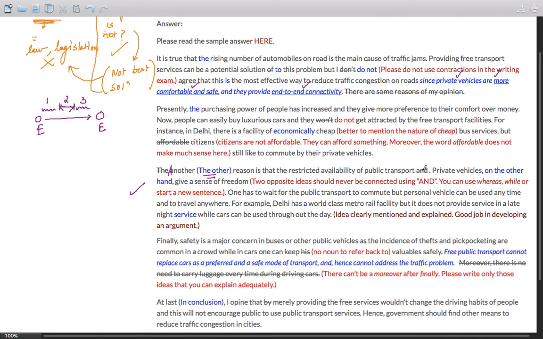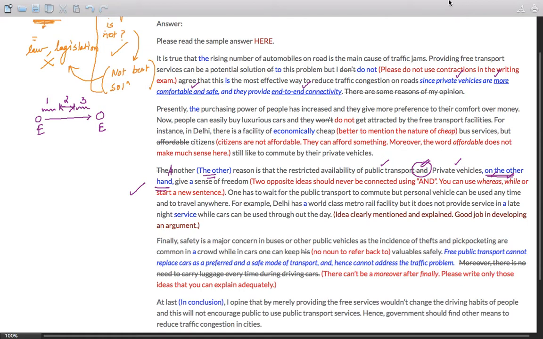Now, the problem here is he has tried to connect two different elements. This is a disadvantage of public transport, while the next one is an advantage of private vehicles. So there is a contrast over here. Different modes of transport are being compared. The comparison of two opposite things cannot be made using "and." Better forms would have been "whereas" or "while," or start a new sentence using "on the other hand." So this shows a contrast. Okay, you're moving from one domain to another domain.